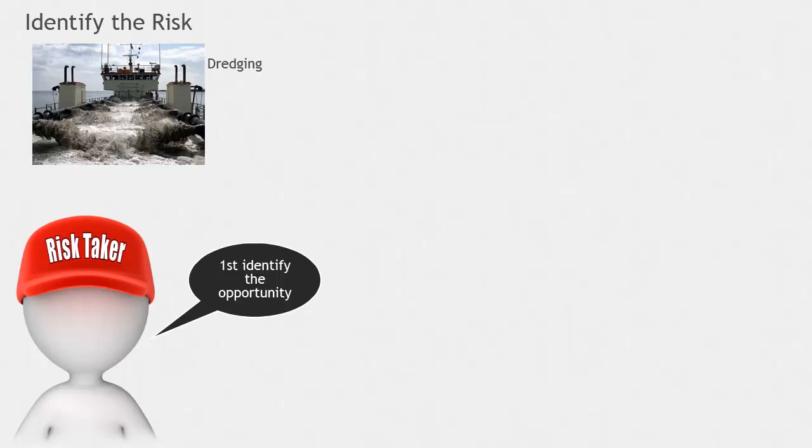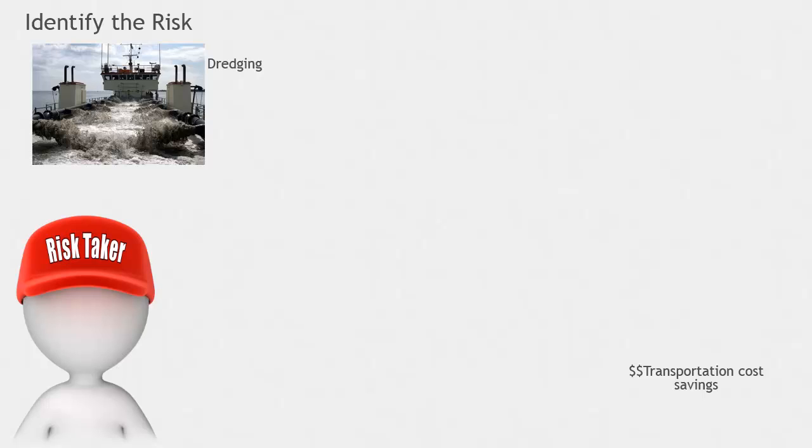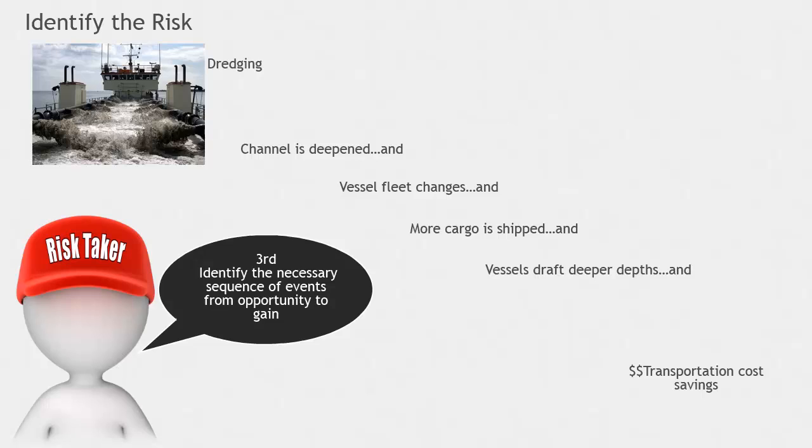Now let's consider a risk-taking example. This begins by identifying dredging a waterway as an opportunity for potential gain. Next, we identify the potential gain itself, monetary transportation cost savings. The sequence of events is the channel is deepened, the mix of vessels in the fleet changes, more cargo is shipped along the deeper waterway in vessels with deeper drafts that make shipping cheaper.